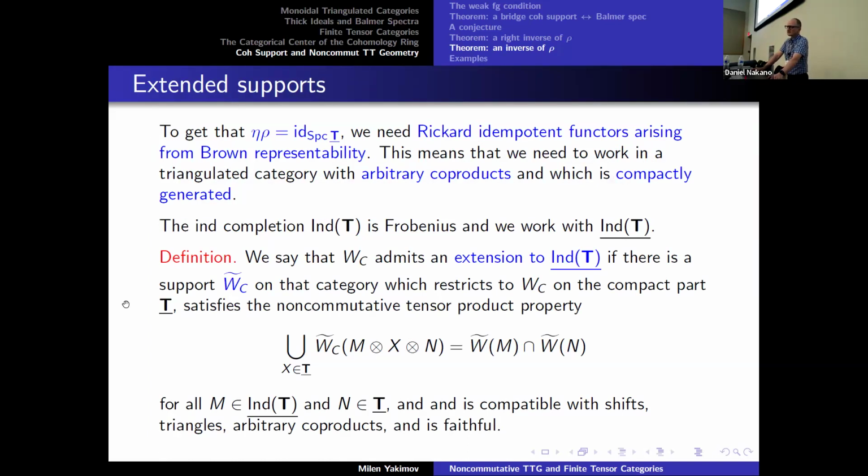In order to force the last composition to become the identity, we need to use Rickard's localization and colocalization functors. In order to do that, we need to work with a category that has arbitrary coproducts. The way to do that is to take our finite tensor category and look at the Ind-completion. The Ind-completion is Frobenius. That's not difficult to prove, so we can look at the corresponding stable category of the Ind-completion. This is now a triangulated category that has arbitrary coproducts, and the stable category of T is the compact part of this. So we need to assume that our support actually has an extension to the Ind-completion with this property.